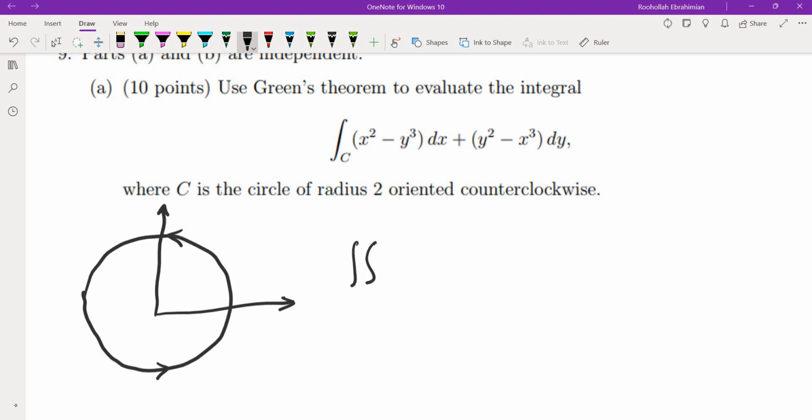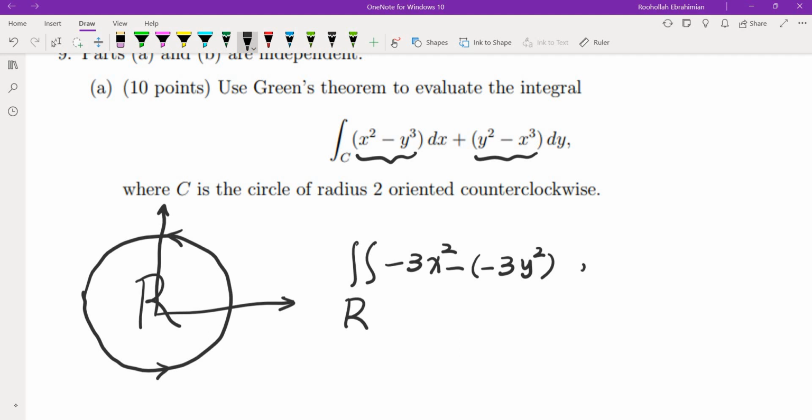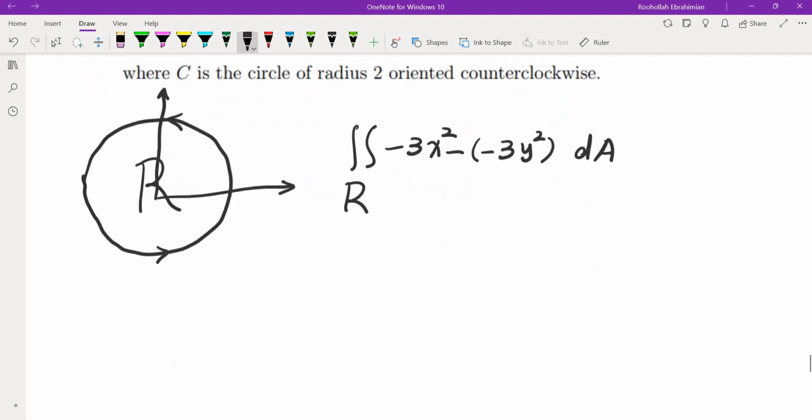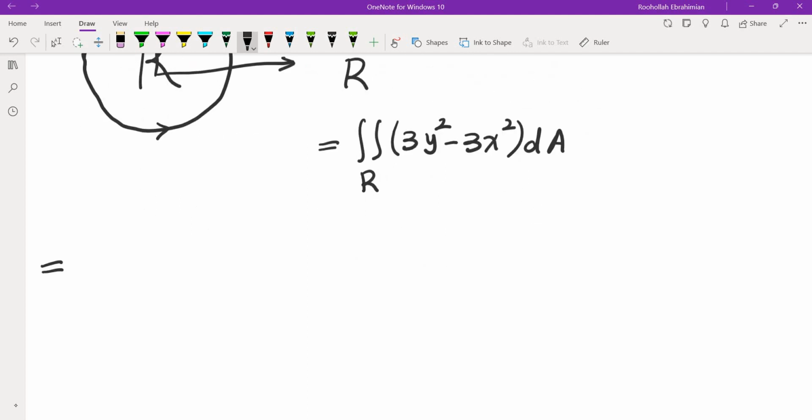So it would be a double integral over this region, called R, over the circle, of the partial of this one with respect to x, which is negative 3x squared, minus the partial of this one with respect to y, which is negative 3y squared, dA. So this would be 3y squared minus 3x squared dA. Now, in order to evaluate this one, we'll have to switch to polar.